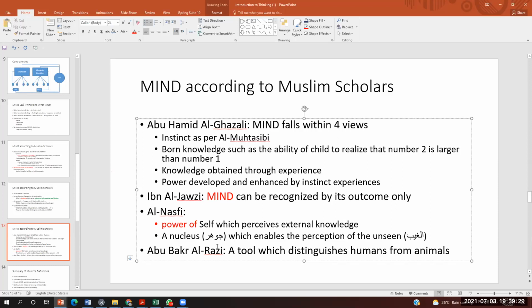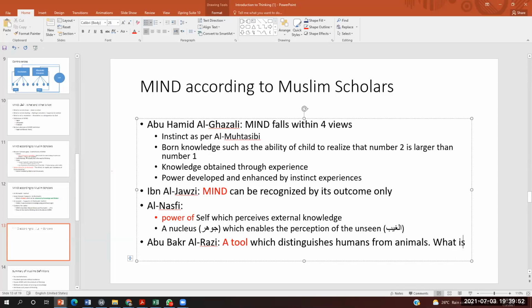Abu Bakr al-Razi, another philosopher of Islam, says it's a tool which distinguishes humans from animals. We understand this is absolutely true, but what is the tool? What is that tool? So it's a tool, it's a facility. I have been using the word facility. So he did not help me in understanding what mind is.